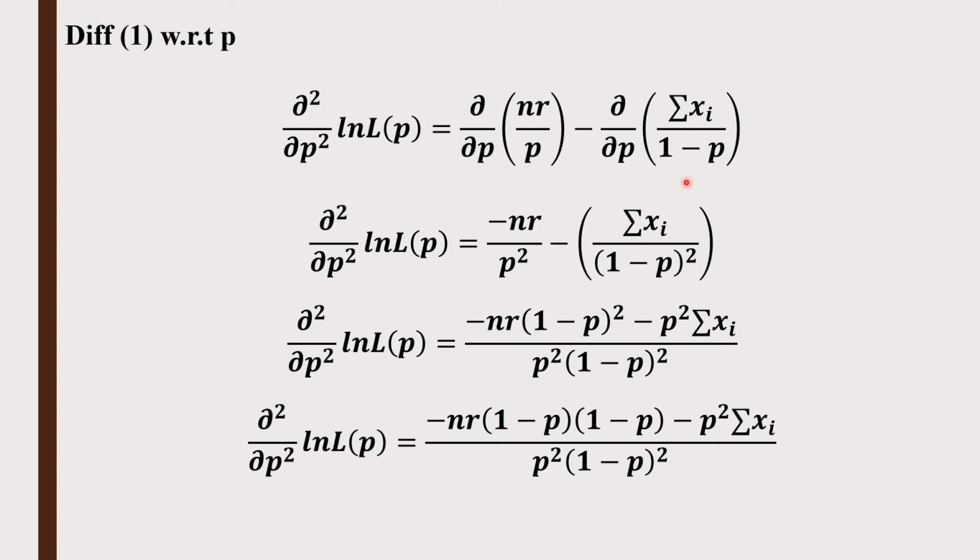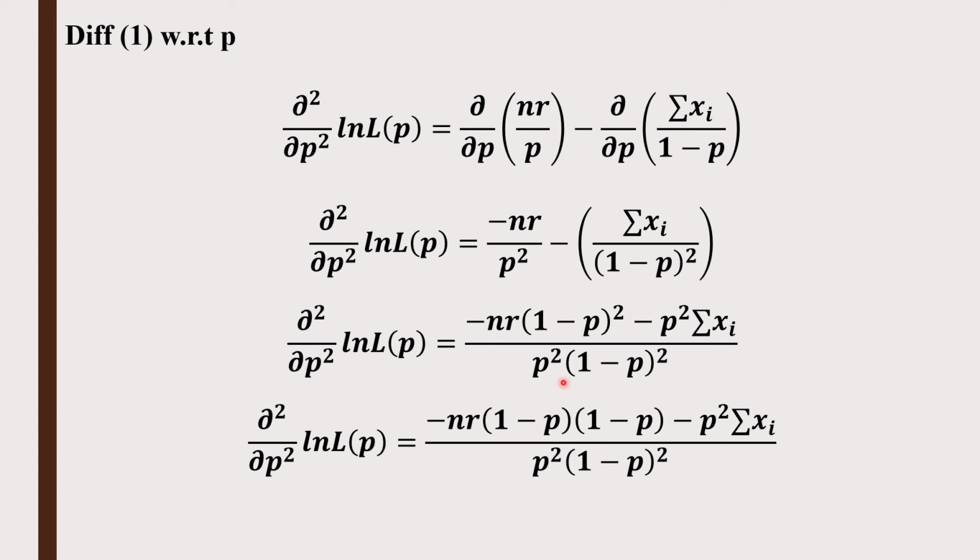Derivative of 1 over 1 minus p is minus 1 over 1 minus p whole square, and we have to take the derivative of 1 minus p as well, which will be minus 1. So this negative sign will be retained. We have minus nr over p square minus summation xi over 1 minus p whole square.